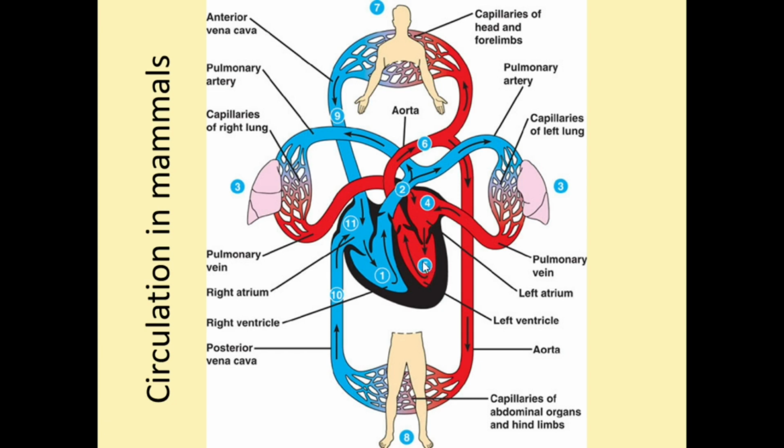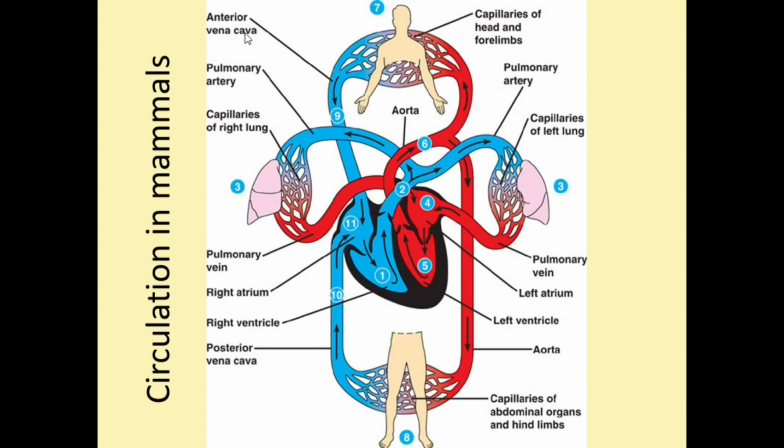So when it contracts, blood will move up here into the aorta, and then it will separate, taking blood to the head and forelimbs, and then also to the abdominal organs and the hind limbs, or for us, our legs. So we can see here then that the blood enters into our capillary beds, which permeate our tissues. And then oxygen is dropped off, carbon dioxide is picked up, and then deoxygenated blood returns from the posterior vena cava. So that's delivering blood from our abdominal organs and hind limbs.